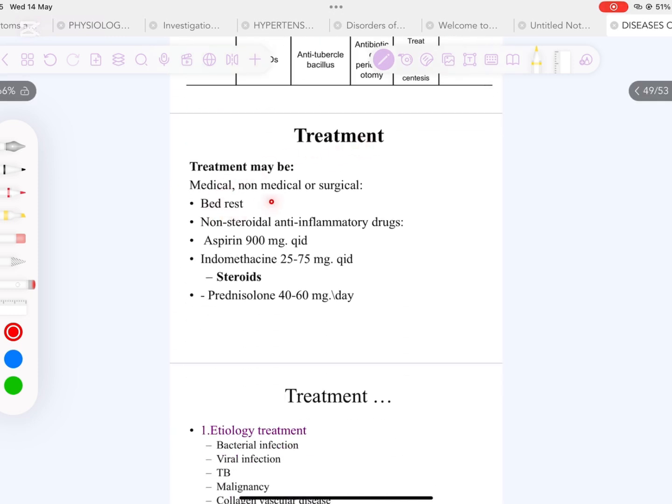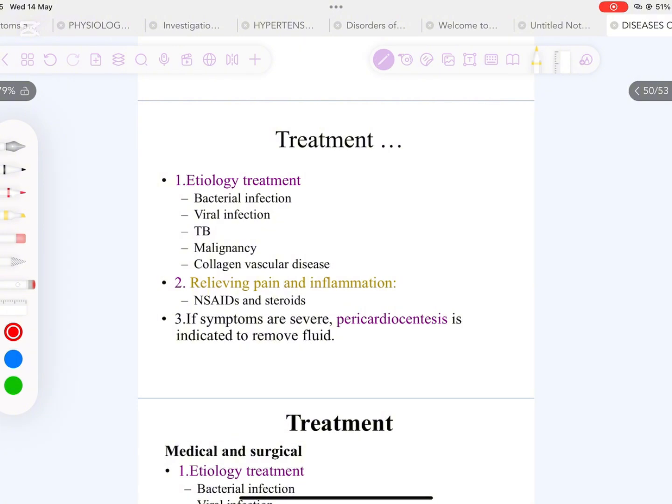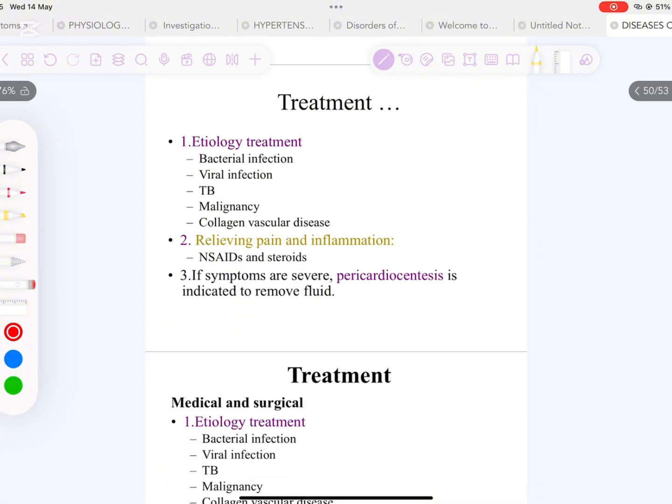Now, for treatment, you can have medical or non-medical or surgical. You can give bed rest, NSAIDs, aspirin, indomethacin. For steroids, you can give prednisolone 40 to 60 milligrams daily. For treatment, check the etiology. Is it bacterial? Is it viral? Is it TB? Is it malignant? Is it collagen vascular? More like the things we listed up there.